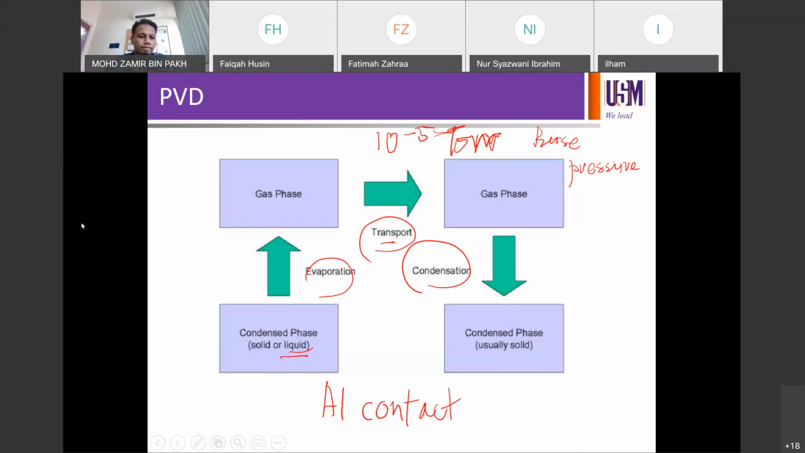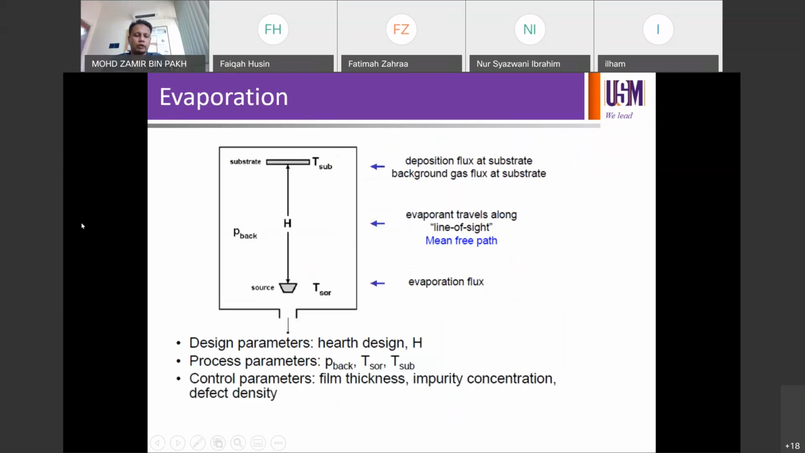Right. So now let's look at evaporation. Tak ada orang yang pernah handle evaporation system ke? Tak ada anyone of you yang buat evaporation ke? Aluminium ke, silver ke, tak ada? No one?